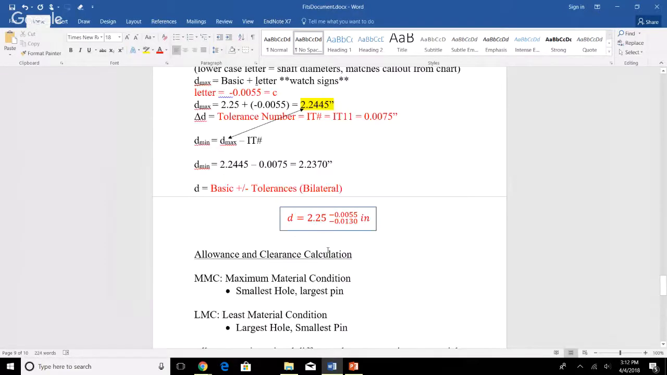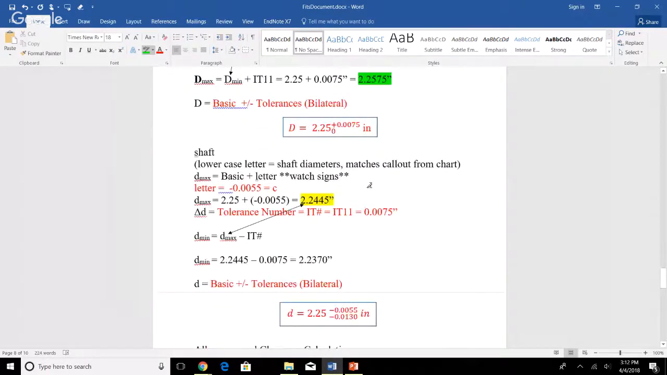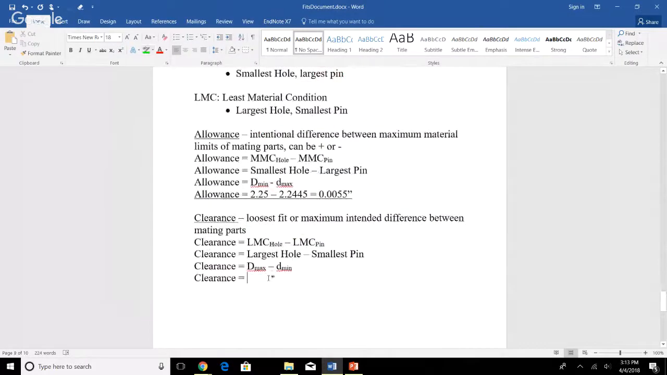And I'll go ahead and highlight these in green. So our D maximum up here, that was 2.275 highlighted in green. And then minus our D minimum, which is going to be highlighted in green as well, which is 2.2370. So I'll exit out of there, and then write in our values of 2.2575 minus 2.2370, which gives us a clearance of 0.0205 inches. We will go ahead and underline that.